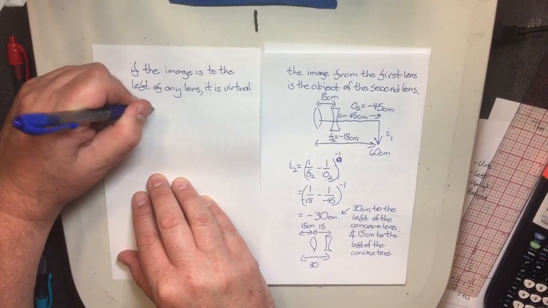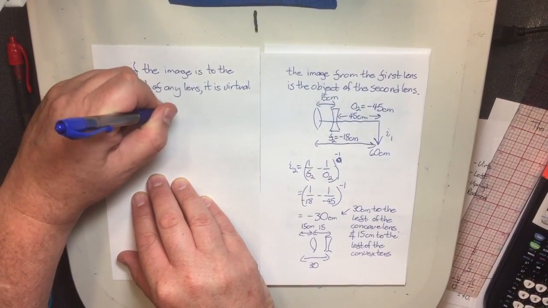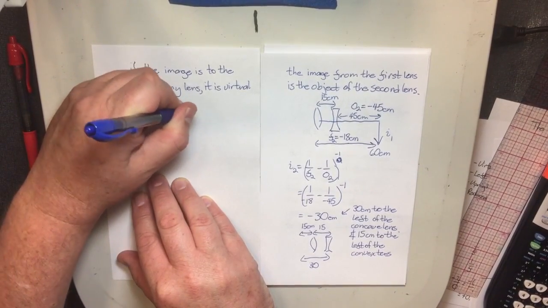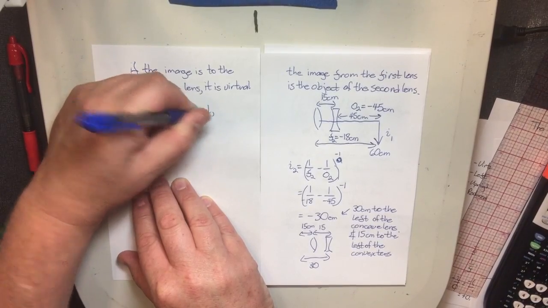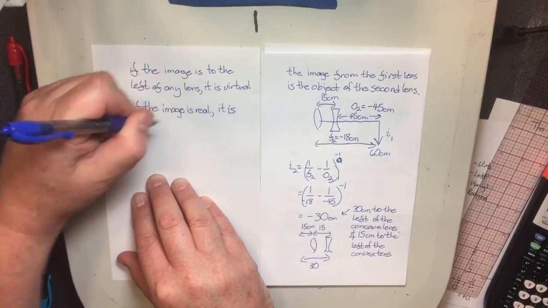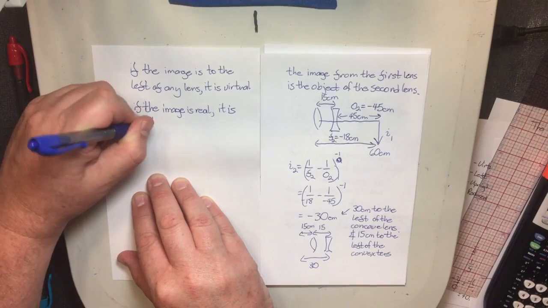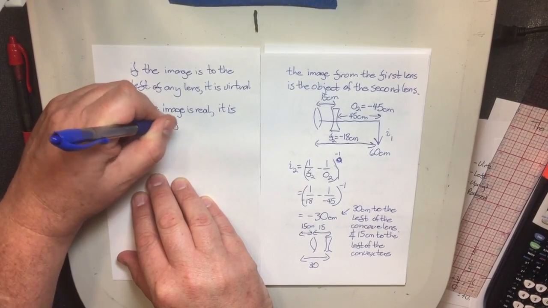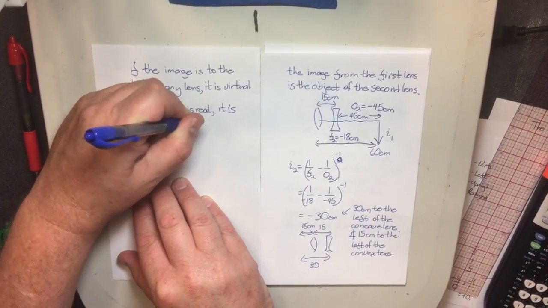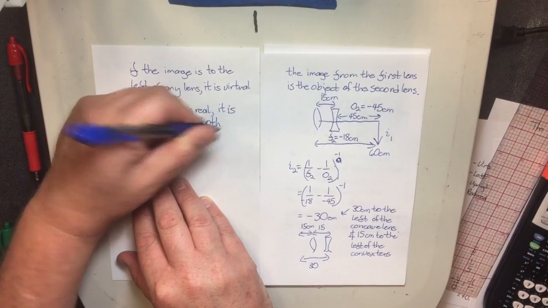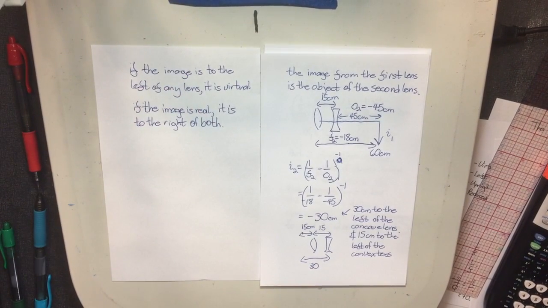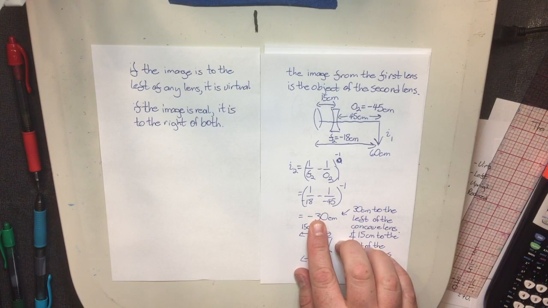If the image is real, it is to the right of both. For the image to be real, that sucker has to be to the right of both, which means that the final image distance, I2, must be positive.